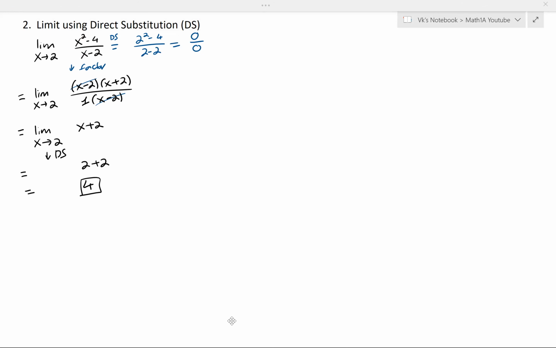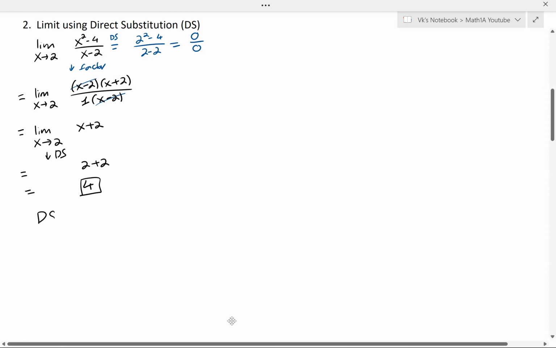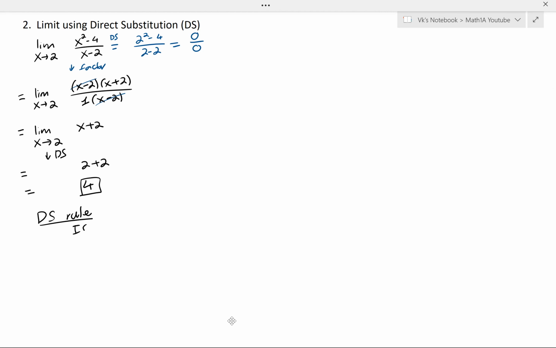Here comes the direct substitution rule. DS rule. If x equal a is in the domain of f, that means the function is defined at x equal a, then the limit as x approaches a of f(x) can be computed using substitution, f of a.